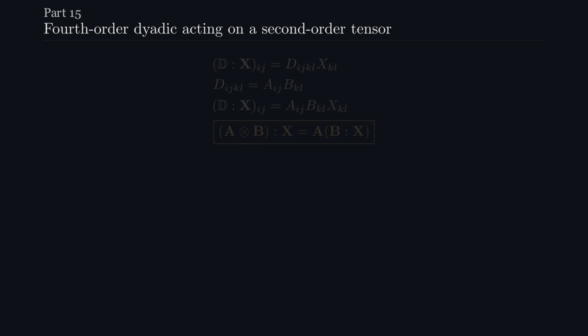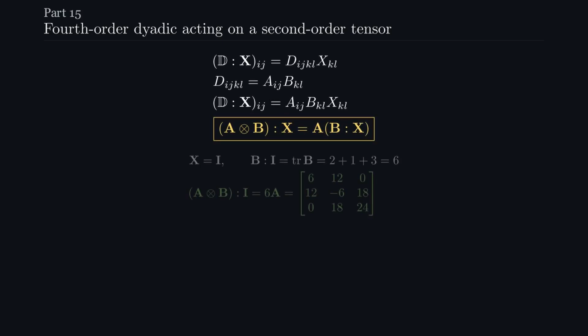A fourth-order dyadic product can act on a second-order tensor. If D equals A ⊗ B, then D:X equals A multiplied by the scalar B:X. For X equal to the identity tensor, B:I is the trace of B, which is 6. So the result is 6 times A.